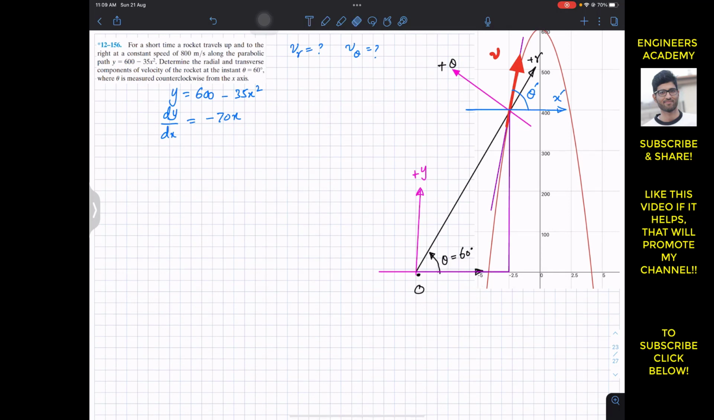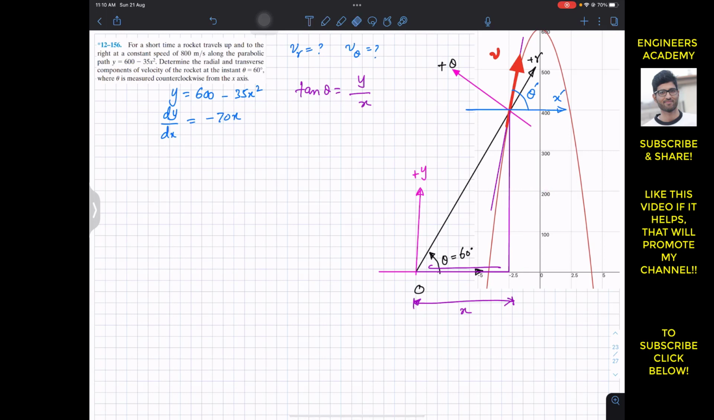Let me remove this x-axis. This is x, the horizontal distance of the rocket from the reference point O. And this will be y. Let me write that this is y. So this is y and this is x. So if we apply tan theta, tan theta is perpendicular over base, so this perpendicular is y divided by x.